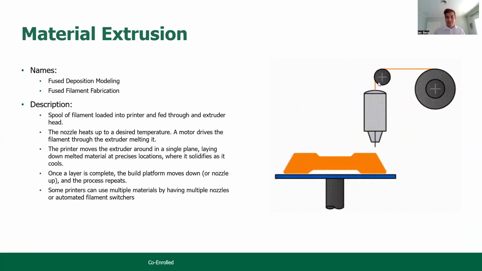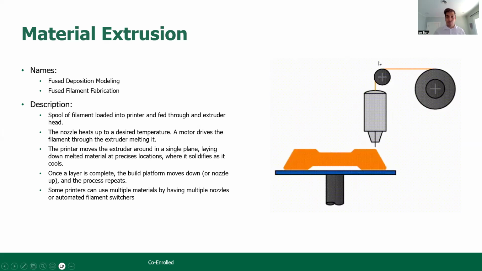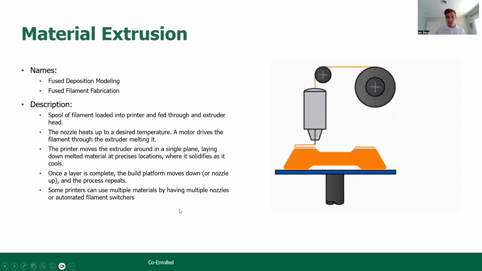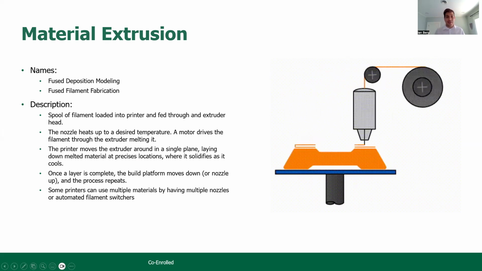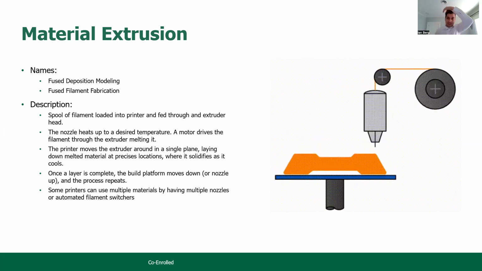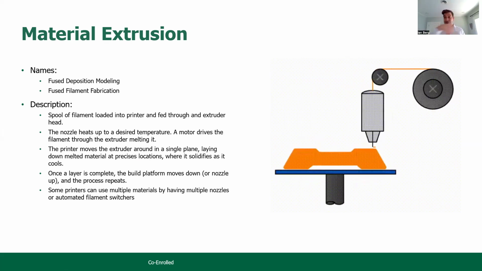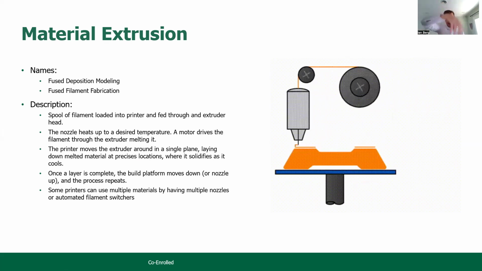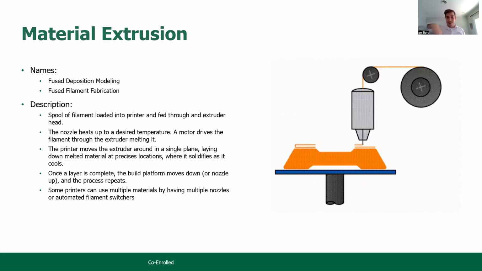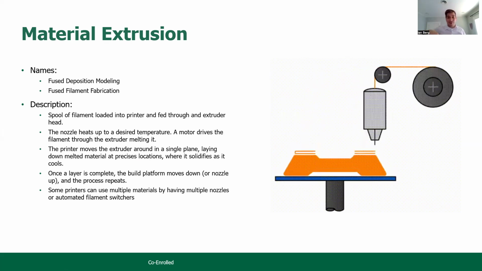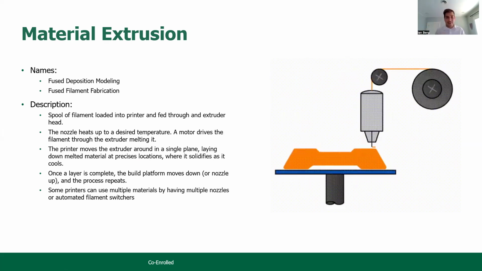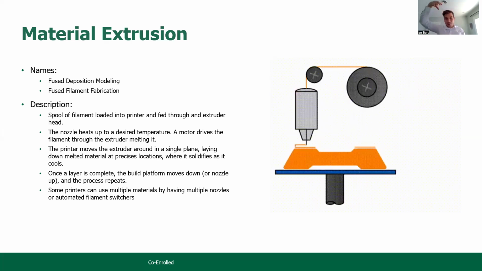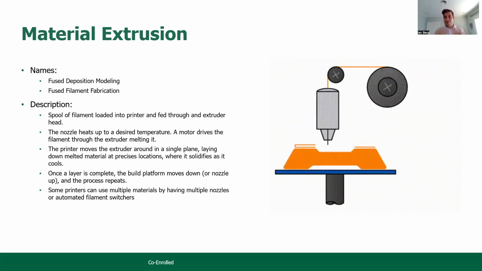In this version of 3D printing, you have a spool of plastic filament that's led into the printer. It is pushed through a nozzle. That nozzle is heated to a desired temperature, and a motor pushes the material through the nozzle, extruding it like in any other extrusion process. Then the nozzle moves in the X and Y direction to draw out a single layer of the 3D print. Once it's finished drawing that entire layer, the platform either moves down, or the nozzle moves up in the Z direction, and it repeats again and again.